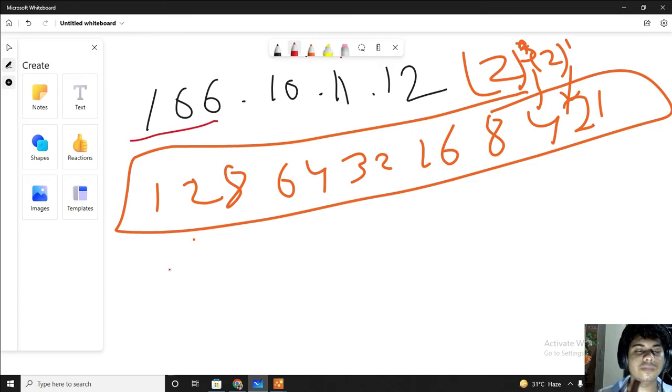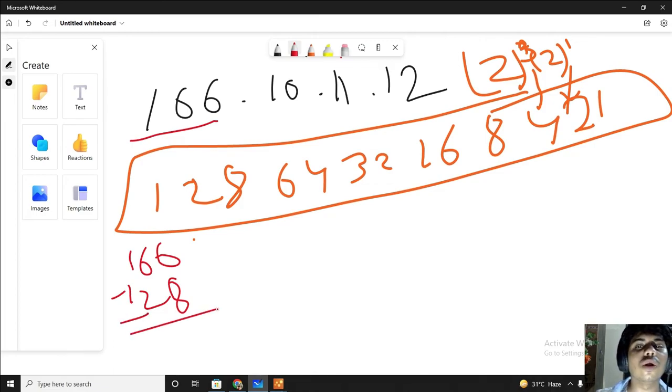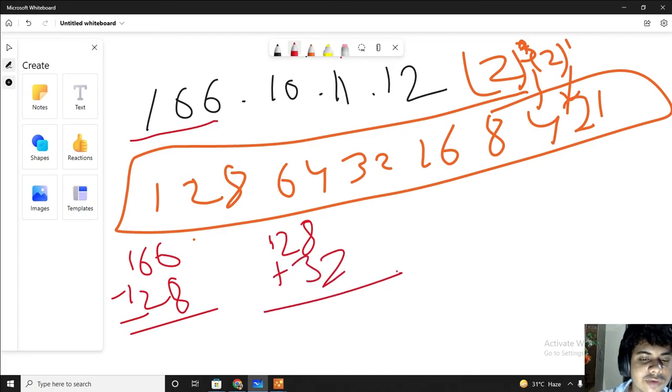So first I want to tell you that the first step is to check the smallest value of your current number which you want to convert. Like if I do 166 minus 128, or you can also do plus, there are two different techniques. You can do 128 plus 32. So what is the value of this?